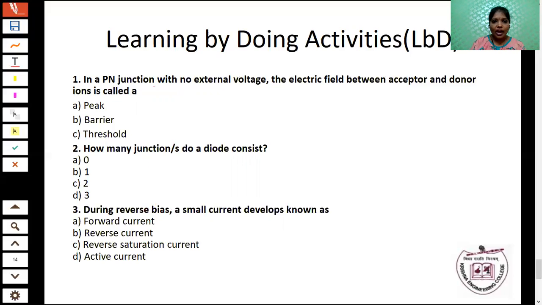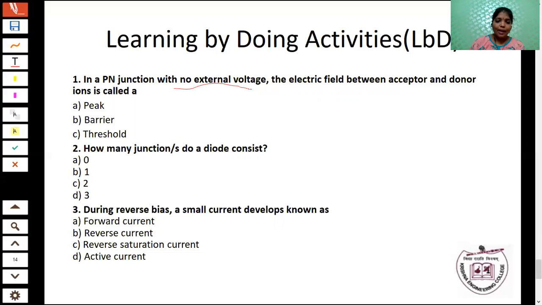So in the PN junction diode with no external voltage, the electric field between acceptor and donor ions is called what? Okay, you know that no external voltage means what type of condition it is? It is an unbiased condition. So during the unbiased condition, the electric field is formed between the acceptor and donor ions. Acceptor and donor ions mean negative ions and positive ions. In the p side region, a large number of negative immobile ions are formed. In the n-type material, a large number of positive immobile ions are formed. So due to this, some electric field is formed between the acceptor and donor ions.